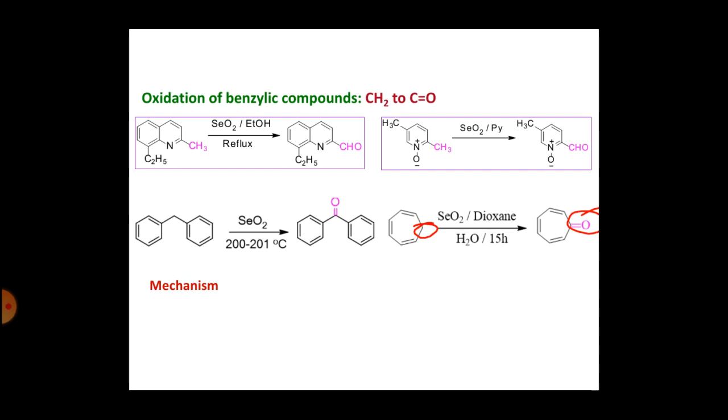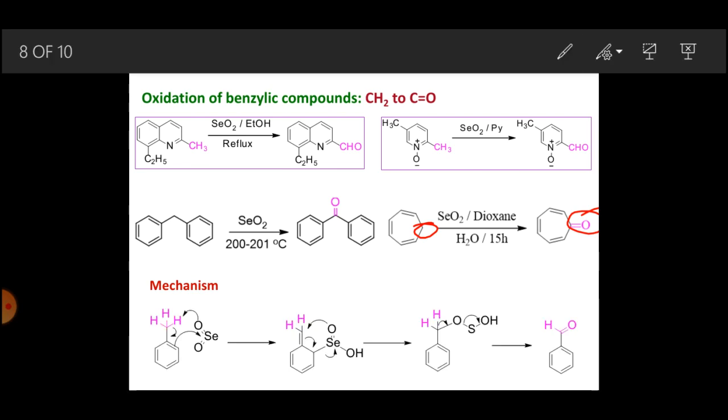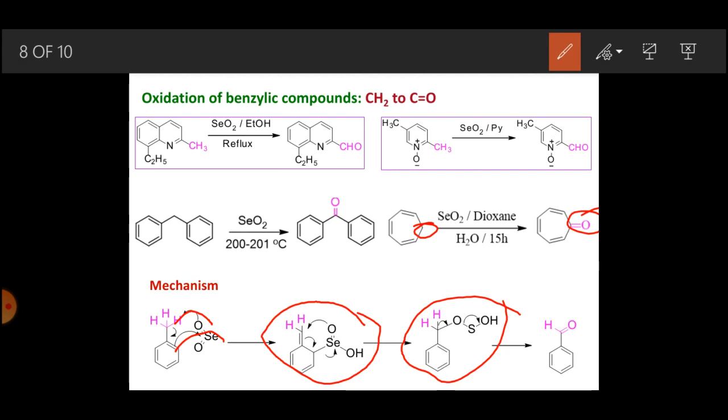Now, after this example, let us try to understand the mechanism of this transformation. It is simply analogous to allylic oxidation. The more nucleophilic end of the double bond will attack the selenium, which is electrophilic, and then oxygen will take up this allylic hydrogen and give this selenous acid kind of compound, which undergoes the 2,3 sigmatropic rearrangement and gives an unstable compound, which on hydrolysis gives the carbonyl compound.